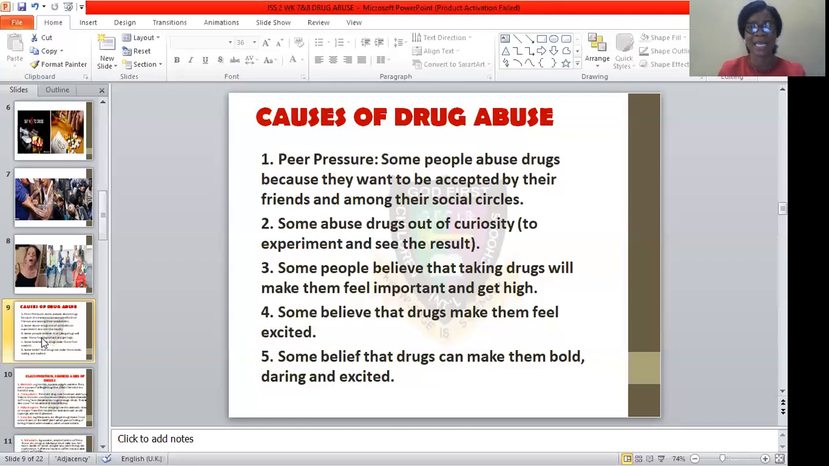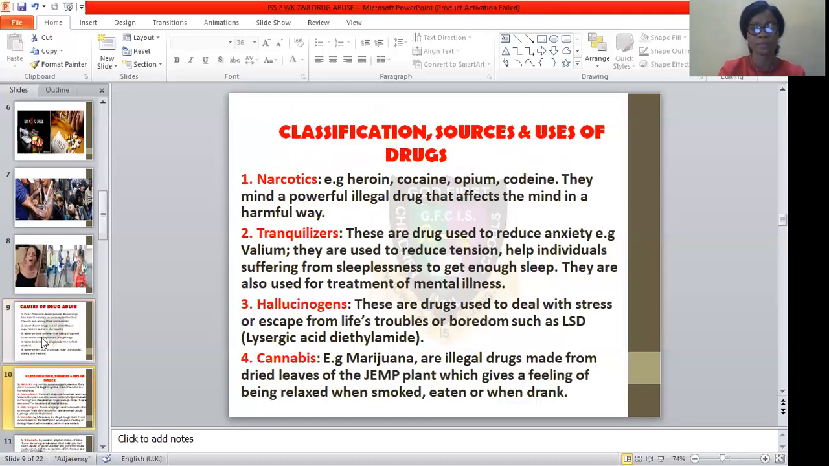Abstinence is the key. Like we talked about in our previous classes, abstinence means refraining yourself from things like drugs, like alcohol, sexual activities. Say no to drugs, say no to anything, and say no to alcohol. These and many more are the causes of drug abuse, especially among our youth.